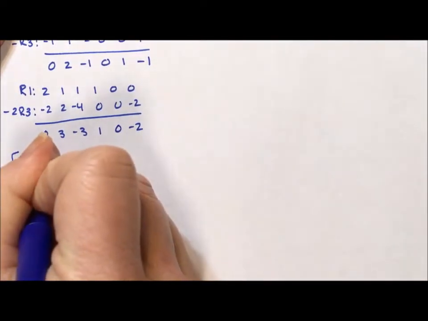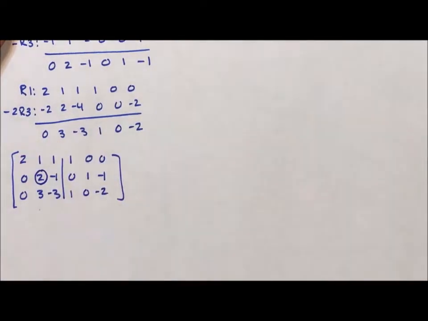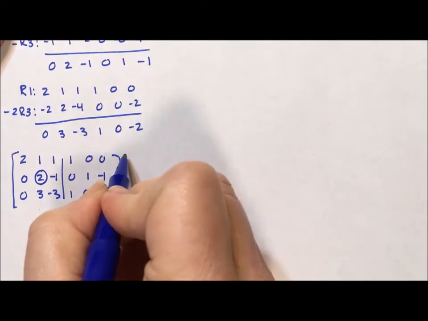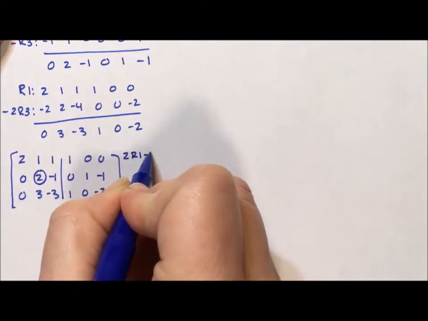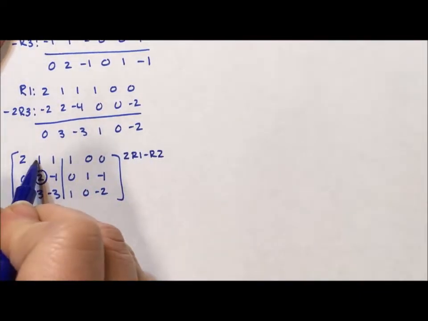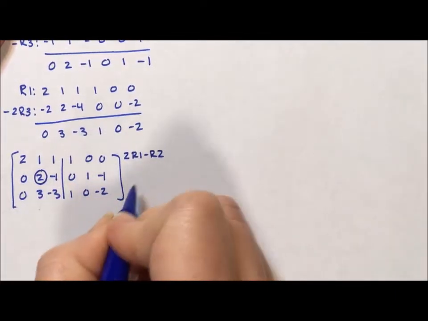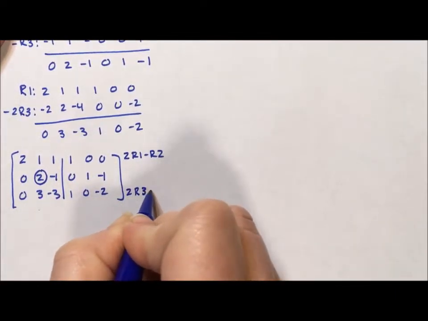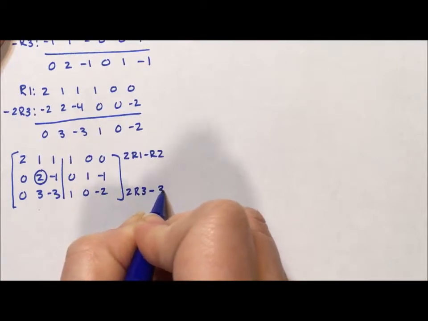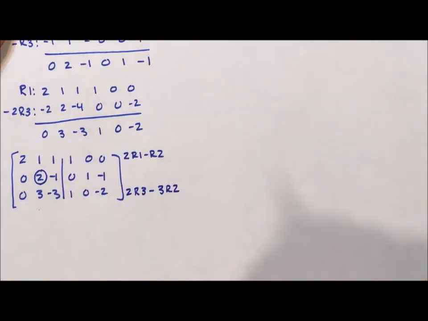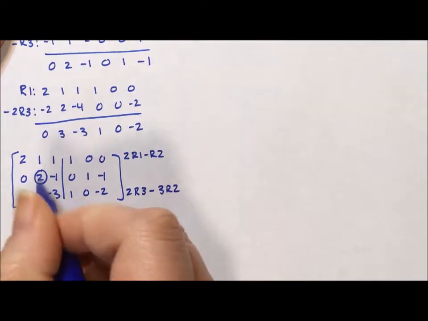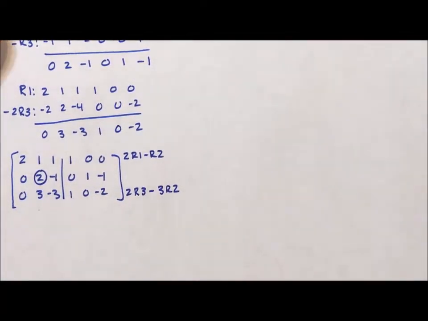Now I'm going to pivot on this 2 right here. So I'm going to say 2 times row 1 minus row 2. I brought this 2 up, and then I can subtract. Then I can say, bring the 2 down, 2 times row 3 minus 3 times row 2. Okay, so we're using this 2 to eliminate the numbers on top and bottom, make them zeros.